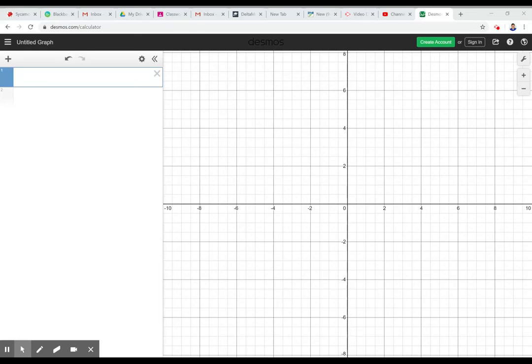So when looking at ellipses, we're going to use Desmos to help us explore these a little bit, and eventually you will actually have some work to do on those.